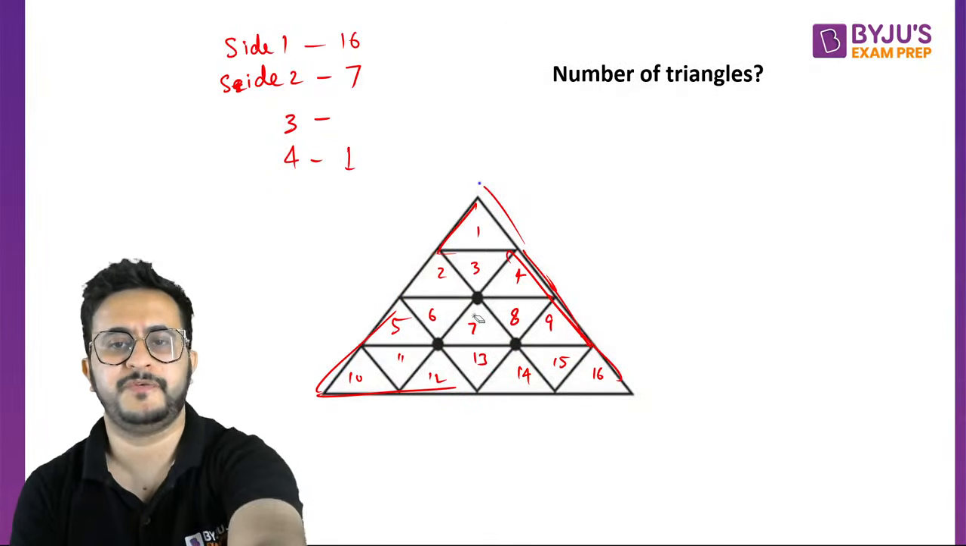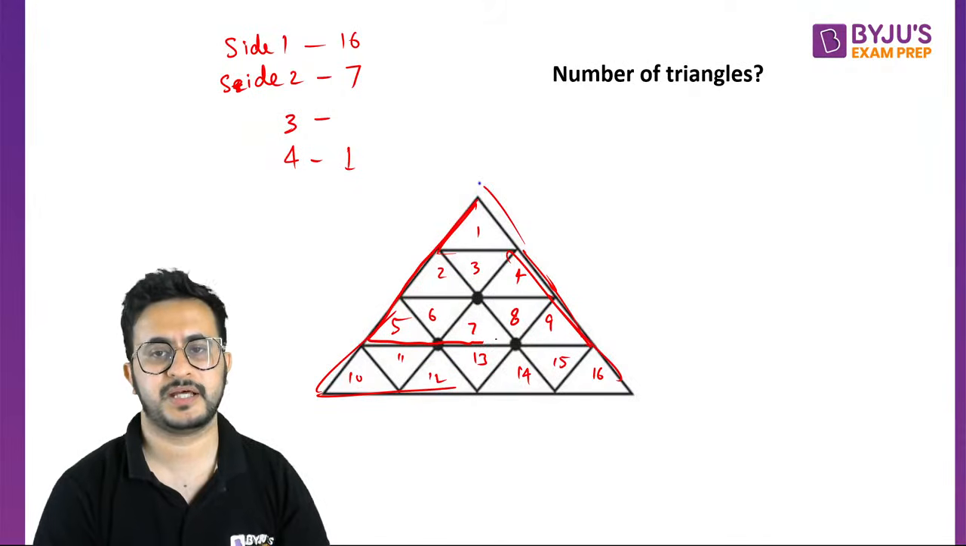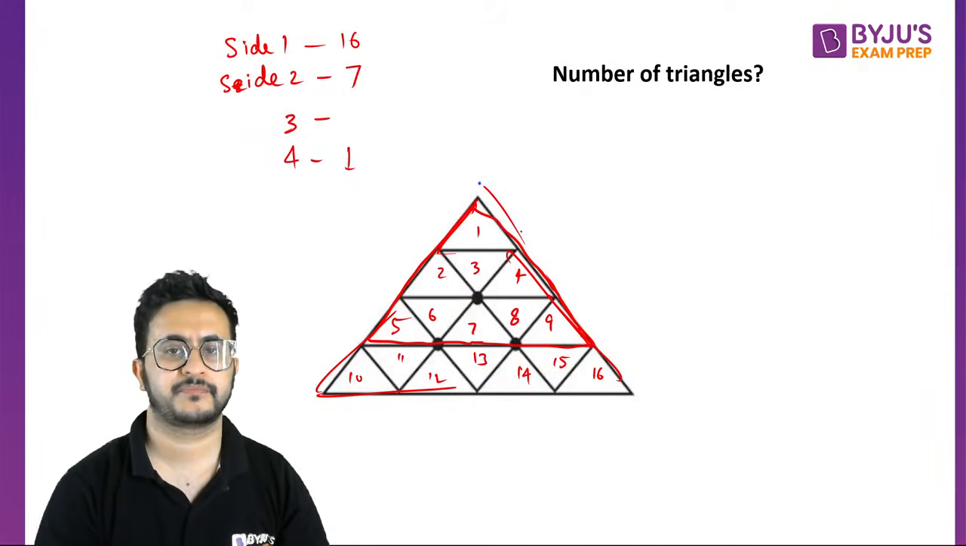Okay. Now if we see side 3, one triangle is this large triangle. Then we have this triangle.